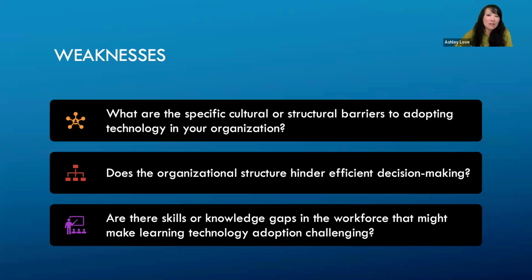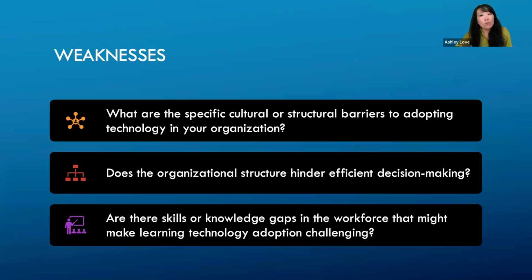So AI didn't really get introduced, although it's been around since the 1950s, 60s, it hasn't been in the public domain until a couple of years ago. So does the organization structure hinder efficient decision-making? Those of you who worked in government, military, state, federal, etc., it takes forever sometimes to get the approval, right? So even in higher education. So are we going to miss the boat when we're waiting for the decisions to be made?